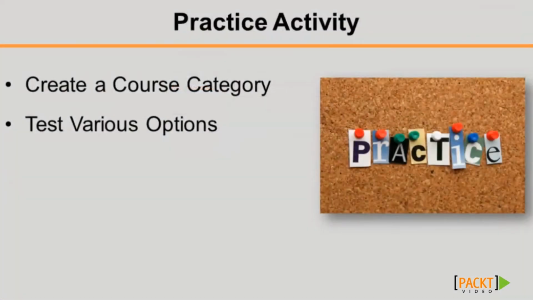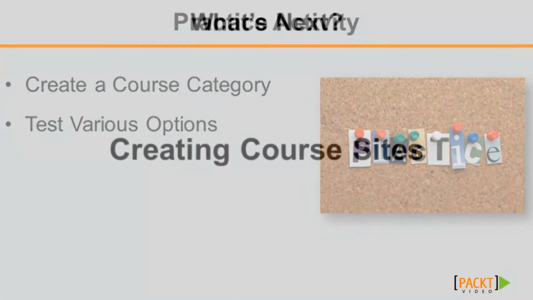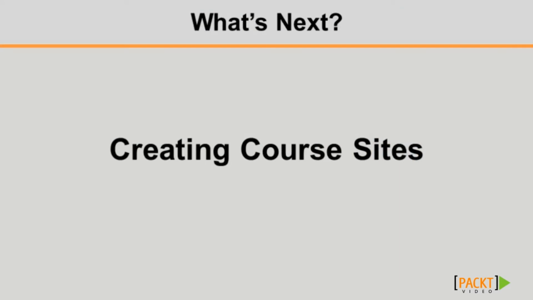Okay, time for a little practice. Learn more about course categories by creating at least one category on your Moodle site. After you create the category, test the editing options so you can see what each option does. Now that you know all about course categories, you're ready to move on to creating your course site. In the next section, you'll learn how to add a new course and configure its settings.